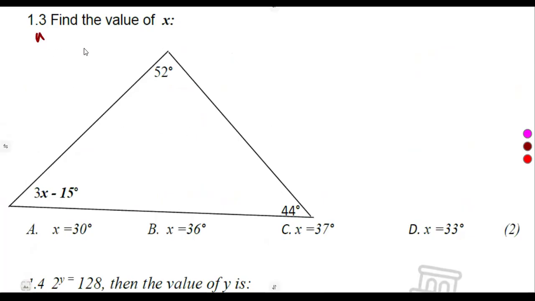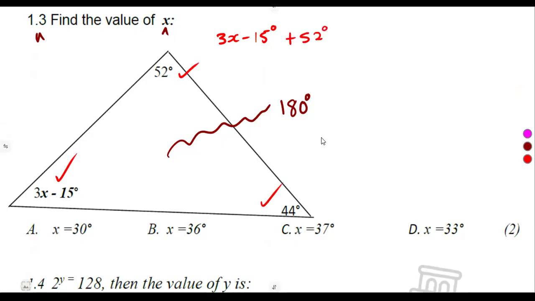And 1.3, find the value of X. From the given triangle, knowing that the sum of interior angles of any triangle is 180 degrees. Any triangle. So thus I can form an equation from what I'm given. If I take this 3x minus 15 degrees, I add to the 52 degrees, I also add the 44 degrees. I'm supposed to obtain what? 180 degrees. Angles in a triangle. Remember that they add up to 180 degrees.